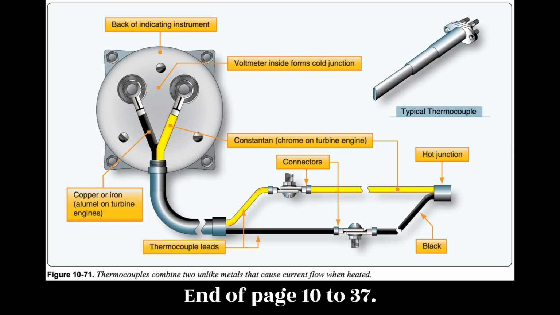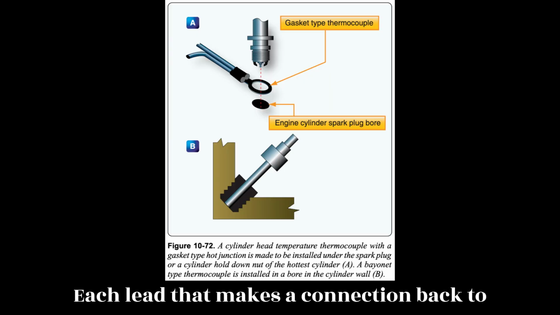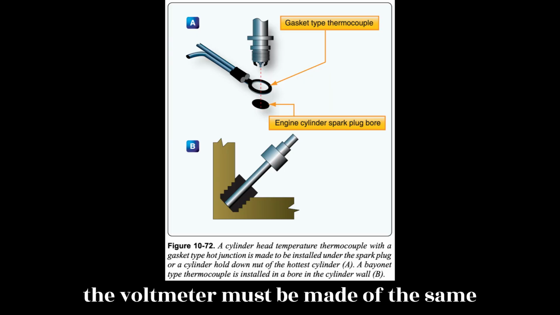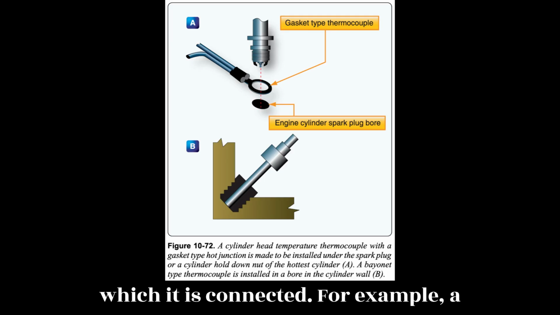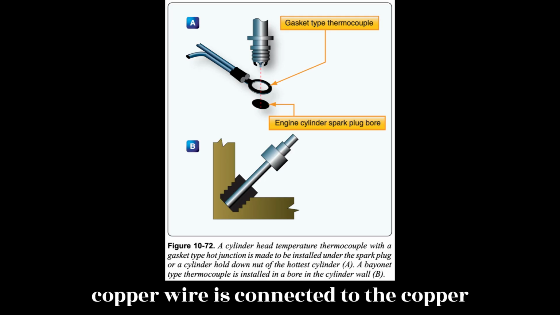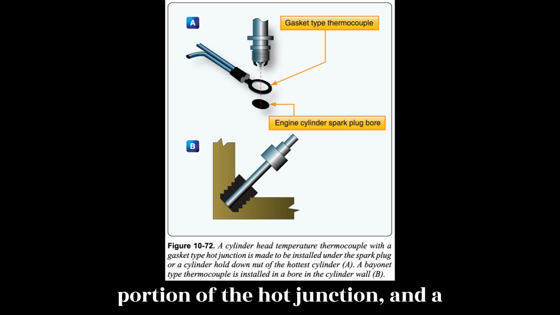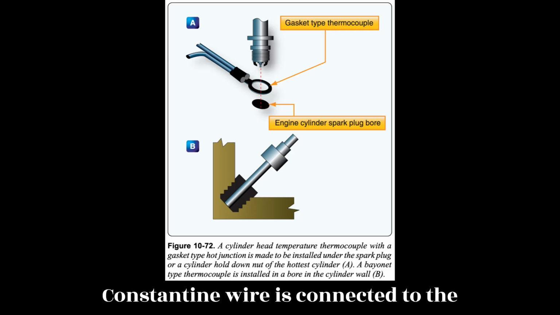Each lead that makes a connection back to the voltmeter must be made of the same metal as the part of the thermocouple to which it is connected. For example, a copper wire is connected to the copper portion of the hot junction and a constantan wire is connected to the constantan part.